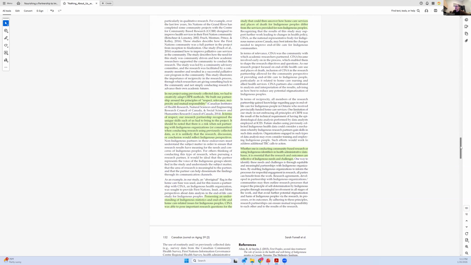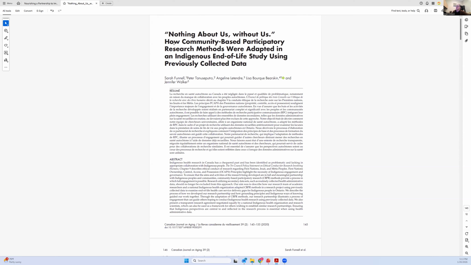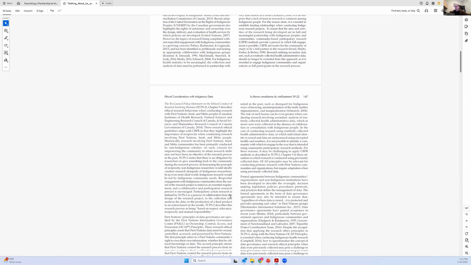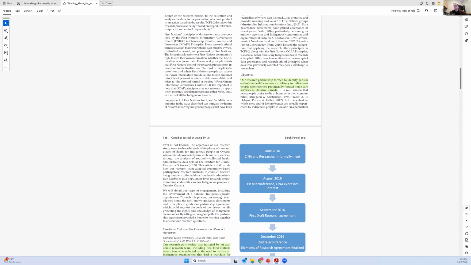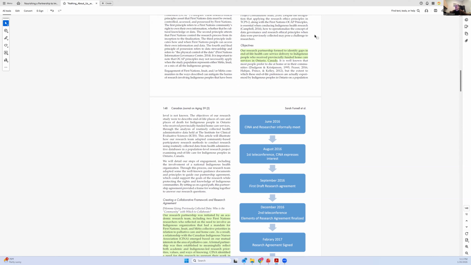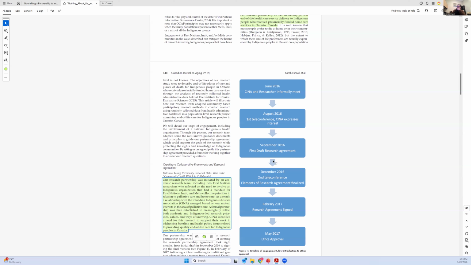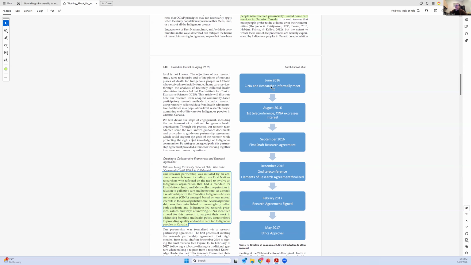So I'll share this article in case you want to read the full thing. But I also just wanted to highlight this one about Nothing About Us Without Us, how community-based participatory research methods were adapted in an Indigenous end-of-life study using previously collected data. And so in this one, there were actually Indigenous researchers who recognized that if you were going to study end-of-life care in Indigenous people, you really should be engaging with Indigenous organizations. And this is a timeline of engagement. You can see it lasted almost a year from initial engagement to ethics approval.